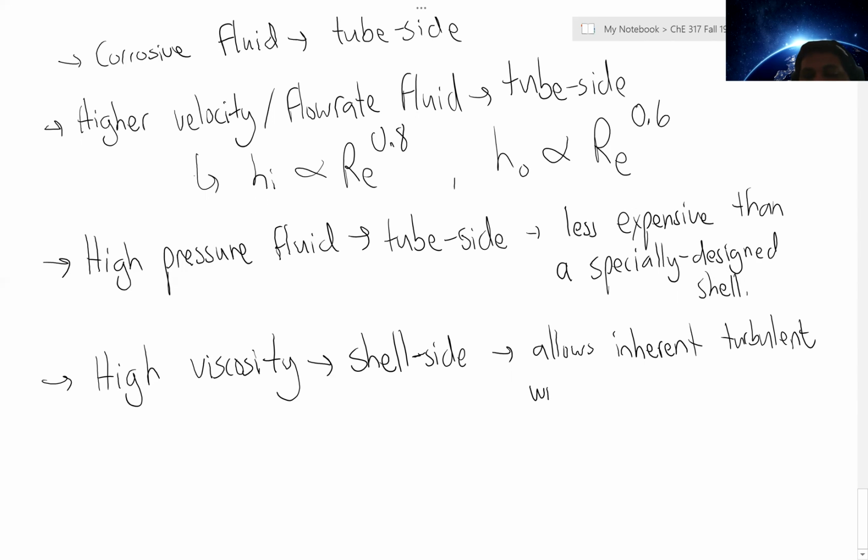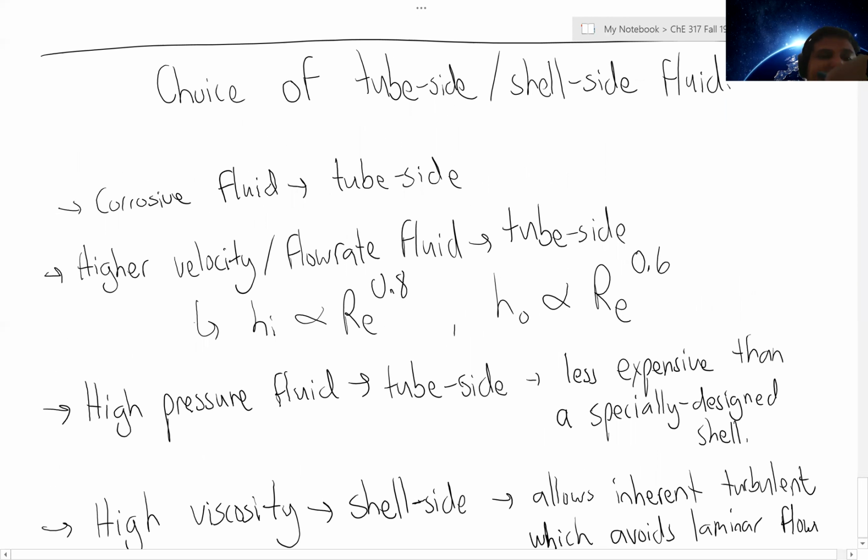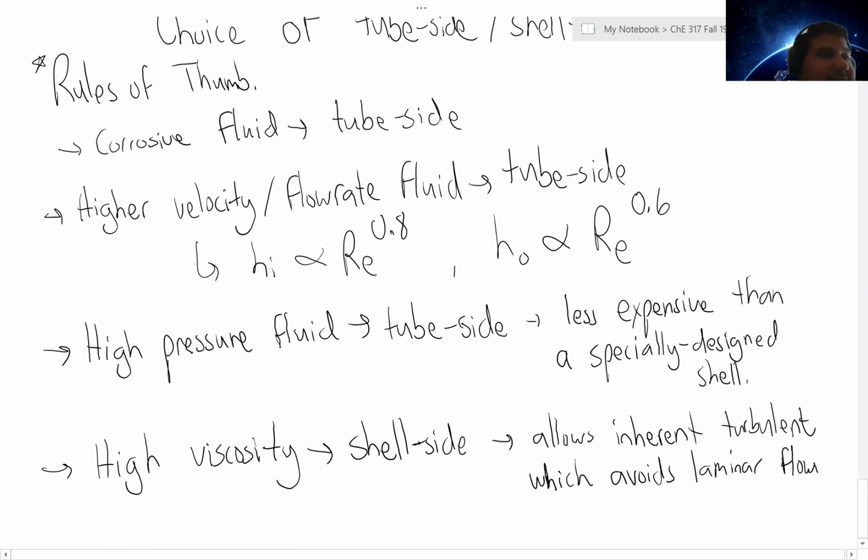Which avoids laminar flow. Because if we have laminar flow, we're going to have pretty low heat transfer coefficients. And so if you have a high viscosity fluid, you're essentially relying on flowing around the tubes, around the baffles, to kind of give you the turbulence that you need for a good heat transfer. So these are the kind of rules of thumb. So I'm glad you found all of those intuitive. That's good.